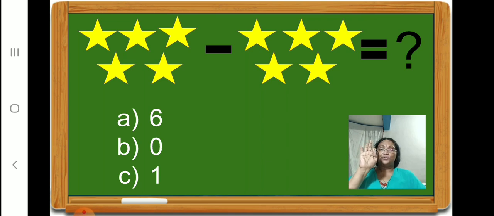1, 2, 3, 4, 5. Now, children, how many fingers are there? There are 0 fingers. Therefore, children, 5 minus 5 is equal to 0. Now, let us select the correct option B, 0, which is the answer.